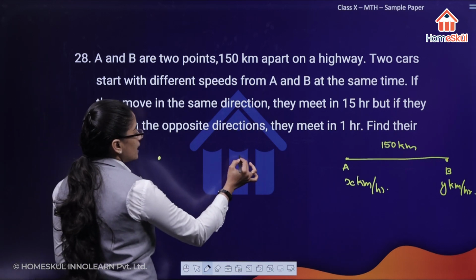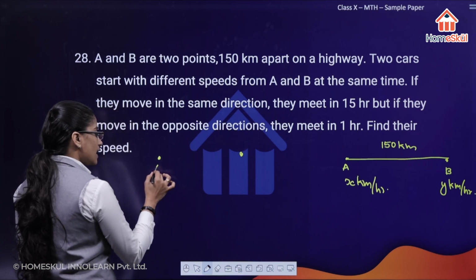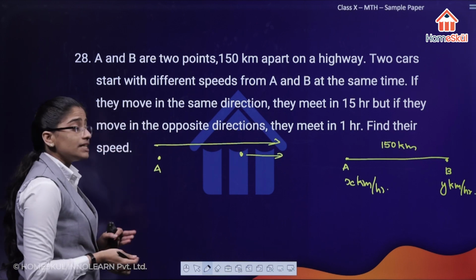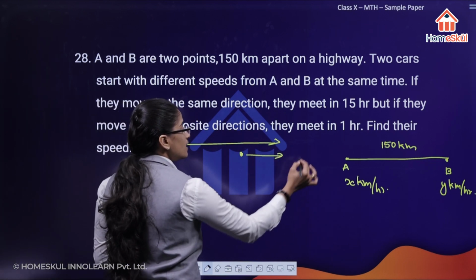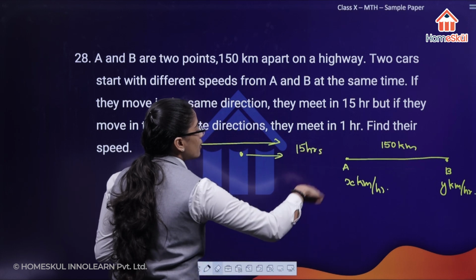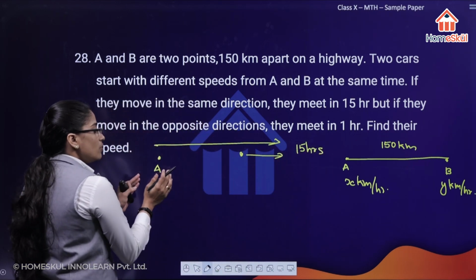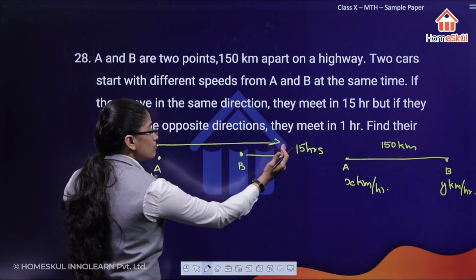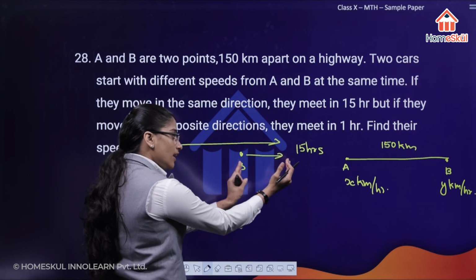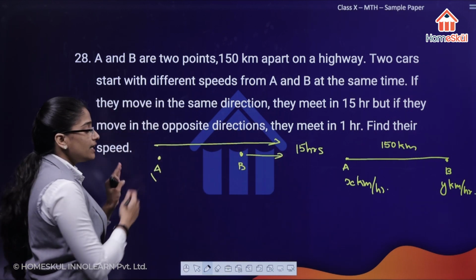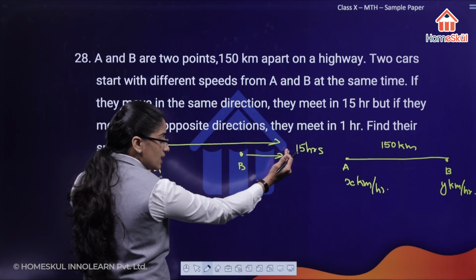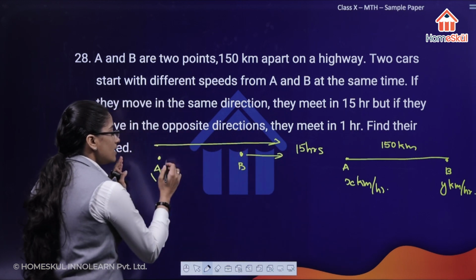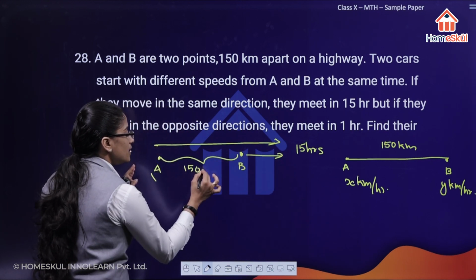Point A, point B. The car starting from A is traveling in the same direction. A and B are traveling in the same direction. They will meet at a point after 15 hours, isn't it? Now, what about the distance traveled? The distance traveled by car A minus the distance traveled by car B will be 150 kilometers, isn't it? The distance traveled by car A in 15 hours minus the distance traveled by car B in 15 hours will be this distance, which will be 150 kilometers, right?